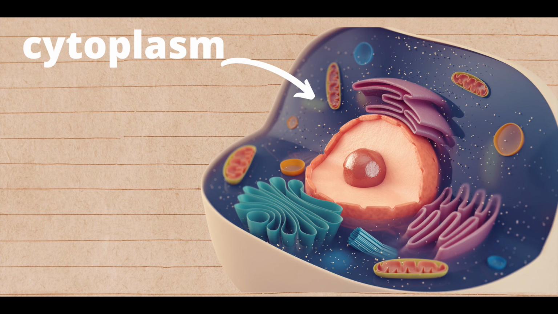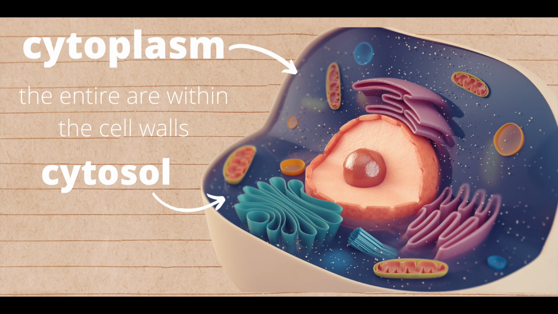Your cytoplasm is everything that is within the cell walls. All of the organelles within the cell walls and also the fluid that surrounds these organelles, this is all part of the cytoplasm. There's also something called the cytosol. Cytosol is all of that matrix, jelly-like liquid substance that surrounds all of the organelles. So remember, cytoplasm and cytosol. Your cytosol is a part of the cytoplasm.